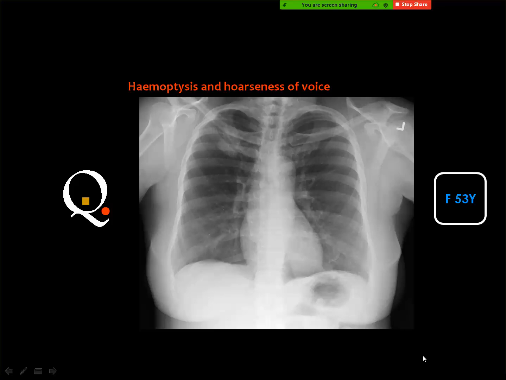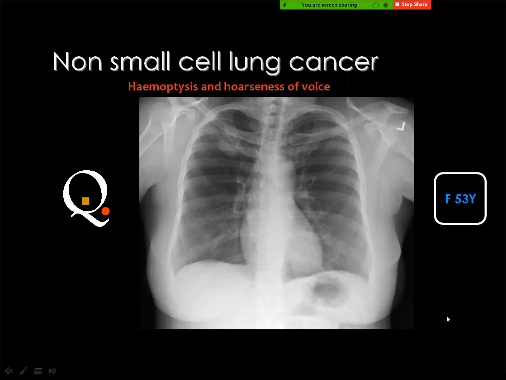There is a mass in the right upper lung. This is metastasis. No, Pancoast tumor will be here. No, this is bronchogenic carcinoma. Yes, bronchogenic carcinoma. This film is intended to show that whenever you are confronted by a lesion like this, do not diagnose anything apart from lung cancer until proved otherwise, especially in patients who are smoking or have hemoptysis and some change in the voice because of the recurrent laryngeal nerve.